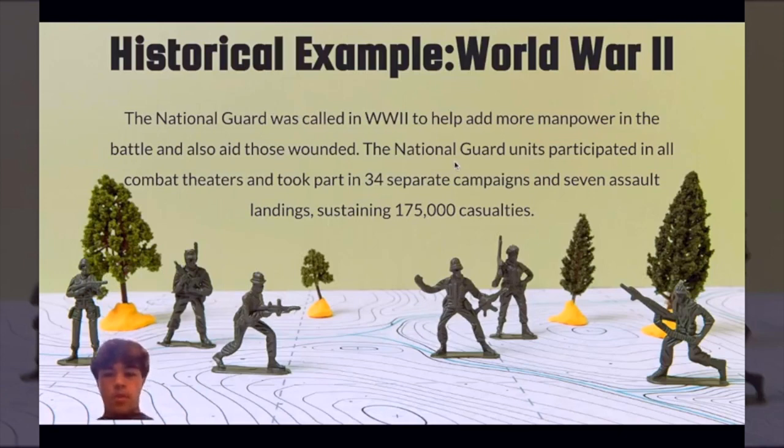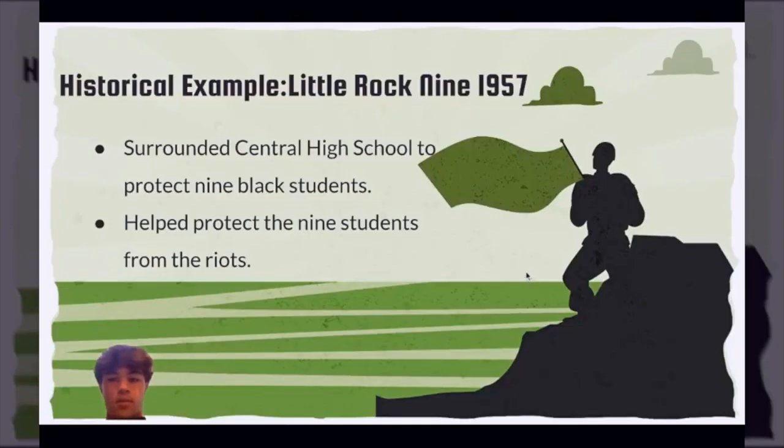My first historical example is World War II. The National Guard was called in World War II to help add manpower in the battle and also aid those wounded. The National Guard units participated in all combat theaters and took part in 34 separate campaigns and 7 assault landings, sustaining 175,000 casualties.